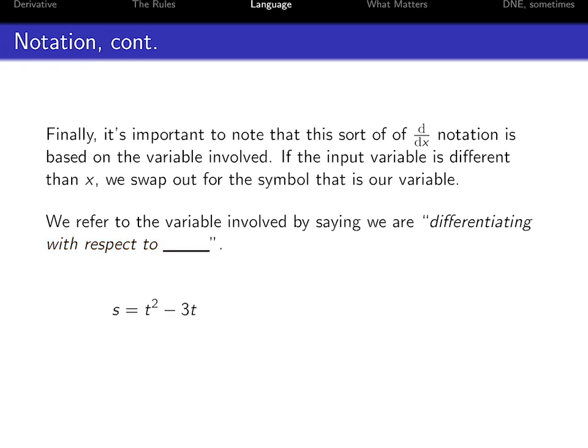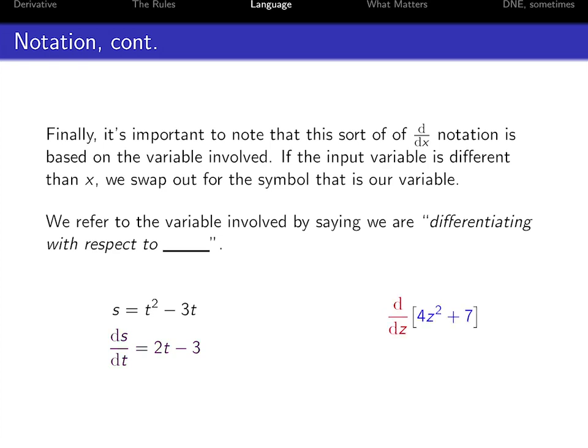So if we had something like s equals t squared minus 3t, and we took the derivative of that, we'd get ds over dt equals 2t minus 3, right? Because our output variable is the s, and our input variable that's able to move around is the t, so output on top, ds, over input on the bottom, dt, ds over dt. We differentiated that equation with respect to t.